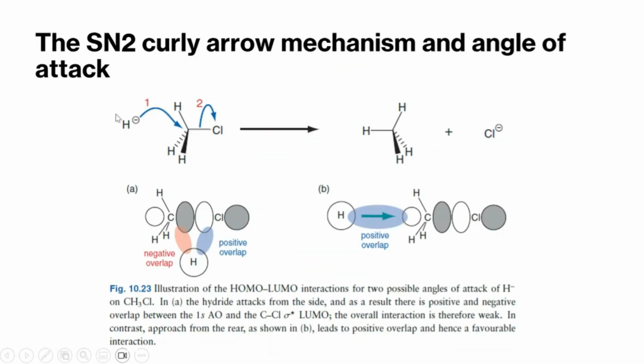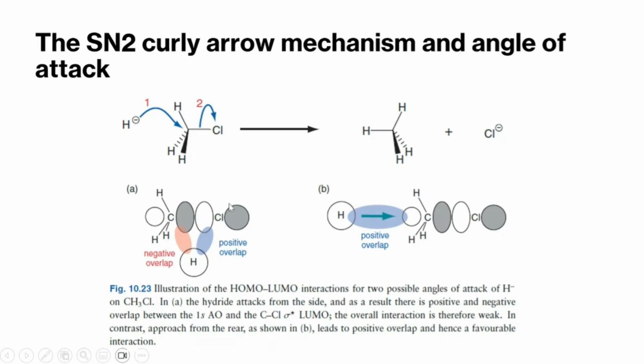On the top here is the curly arrow mechanism. Our first arrow denotes a redistribution of electrons forming a new bond between the hydride ion, which is now a hydrogen atom, and the tetrahedral carbon. And then we draw a second arrow that denotes the moving of electrons from the single bond into a lone pair onto this new chloride anion.